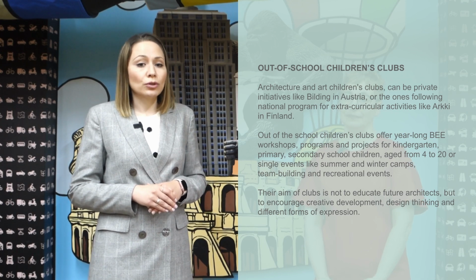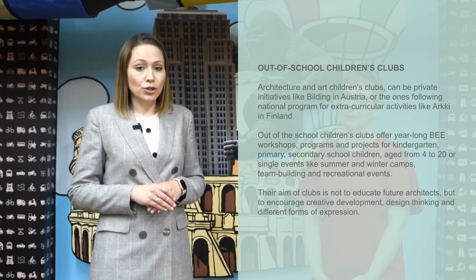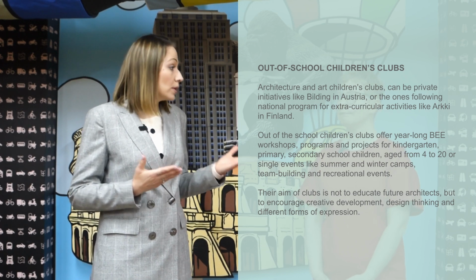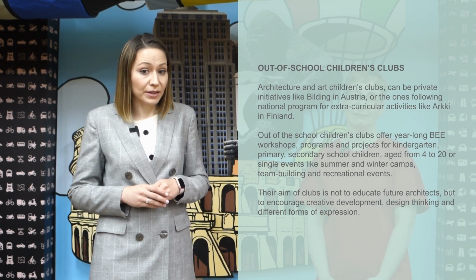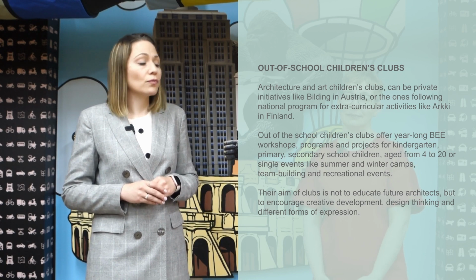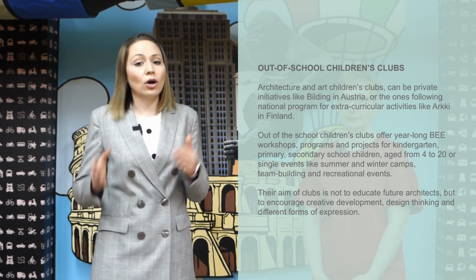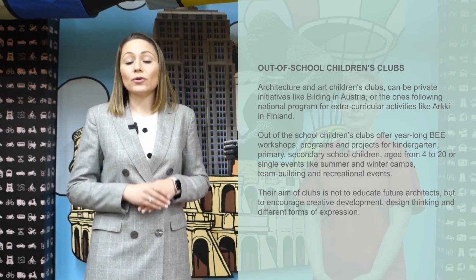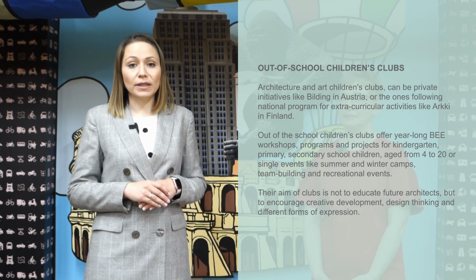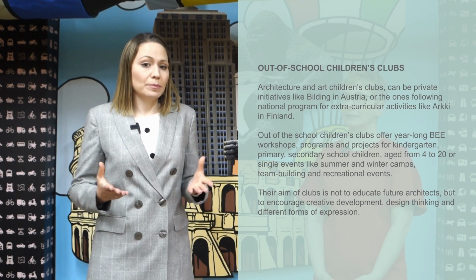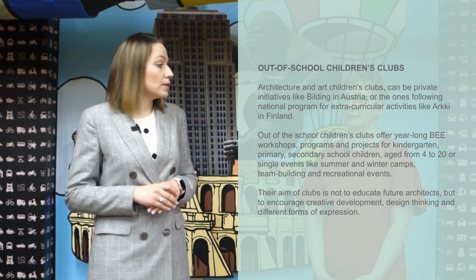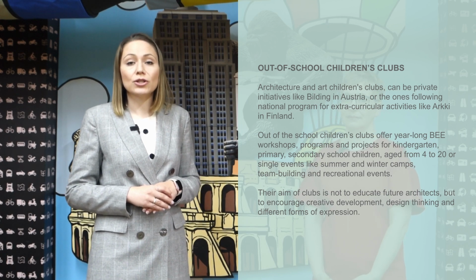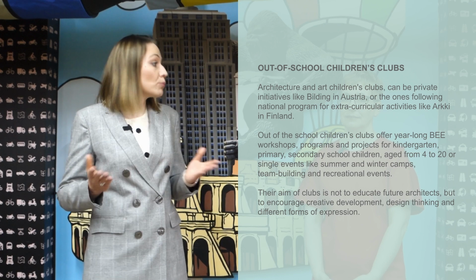So out-of-school children's clubs offer BE workshops, programs and projects for kindergartens, but also for different schools, primary and secondary ones. And they target children from the age of 4 to the age of 20. Besides, they also organize summer and winter camps, different kinds of team building and recreational events. In clubs, children are introduced to the elements of architecture. Some of them are light, shadow, colors, shapes, materials, structures, proportions.